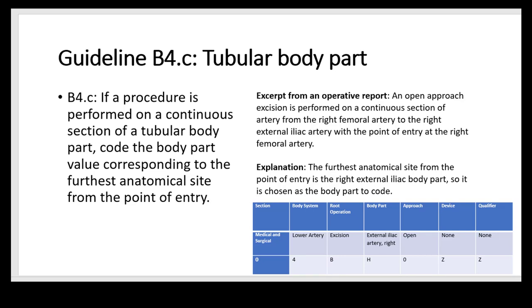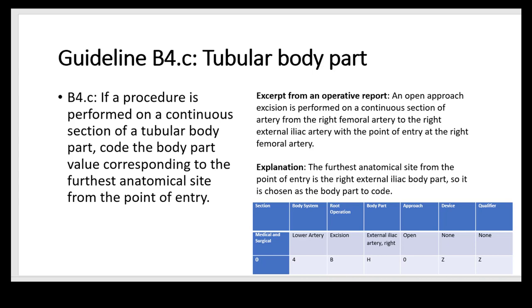Guideline B4.1c is about tubular body parts. Tubular body parts are things like all your blood vessels, your GI system is a tubular body part, some of your tubes coming off of your kidneys, your different organs. There's a lot of tubes in the human body. So this guideline says if a procedure is performed on a continuous section of a tubular body part, you're going to code the body part value that corresponds to the furthest from the point of entry.